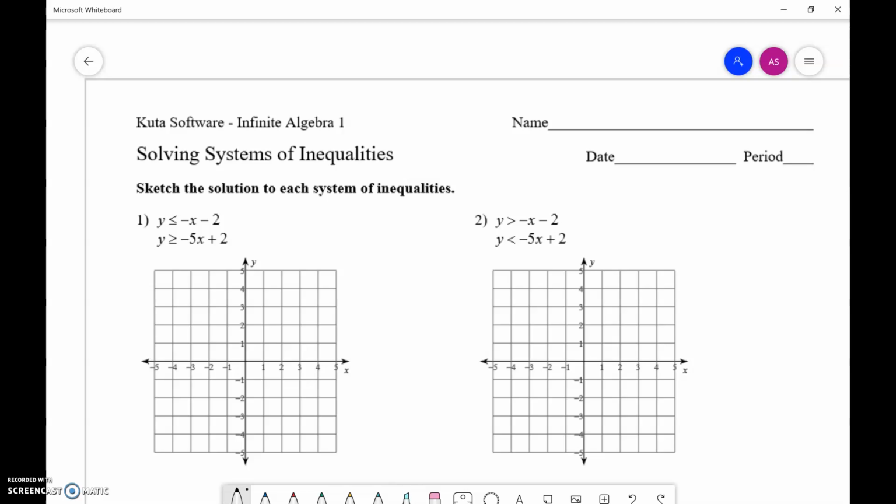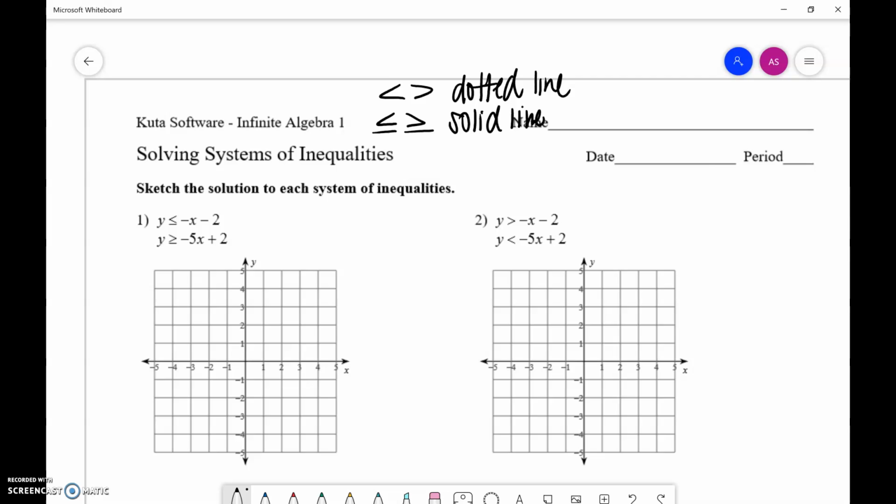So if you remember, we have our signs. If we have less than or greater than, this is where we're going to get a dotted line because it does not have the equal to. If we have less than or equal to and greater than or equal to, we get a solid line.